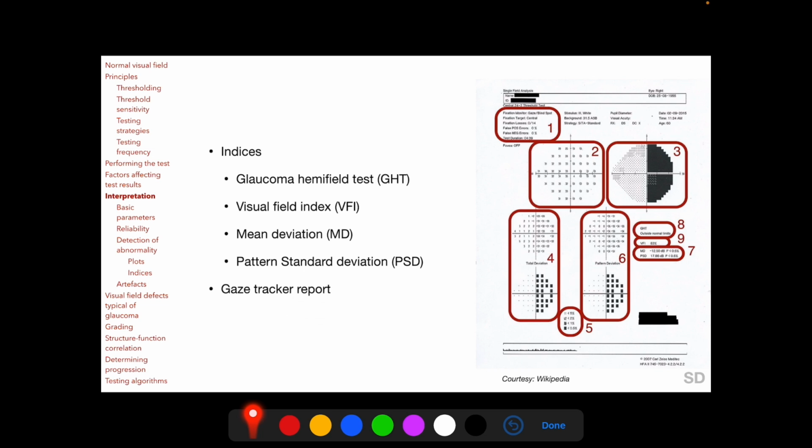One thing to note here is that this visual defect is not typical of glaucoma, as it respects the vertical meridian. We'll be using this test report to describe the structure of a test report and the significance of each of the items in the test report. We'll be discussing the typical glaucomatous visual field defects later.